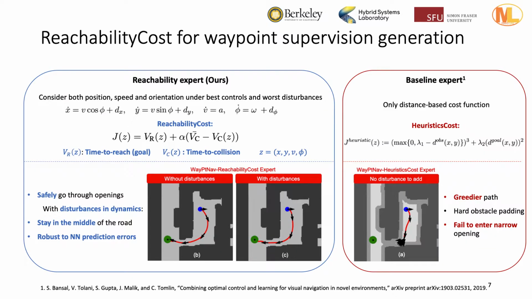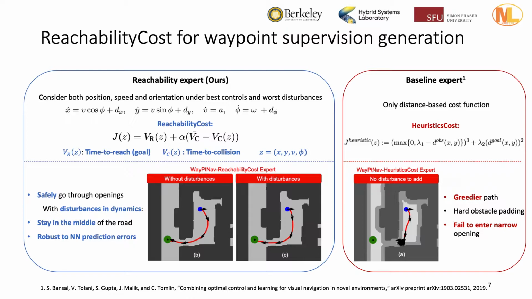We present a reachability expert for waypoint selection and trajectory generation, compared to the baseline methods. We propose a novel reachability cost, including time to reach and time to collision, to select good waypoints that consider position, speed, and orientation. As a result, our robot can safely go through narrow openings.